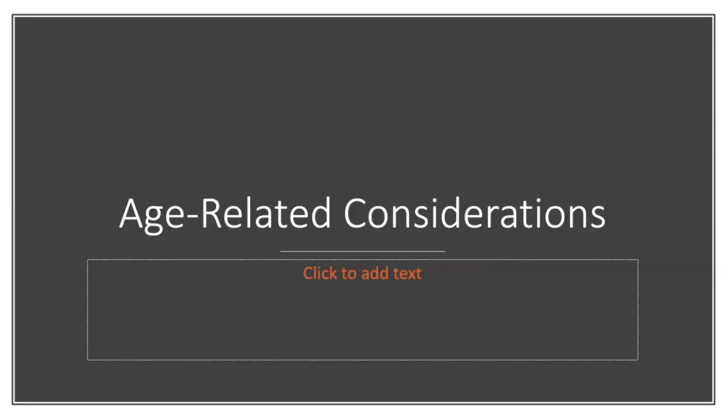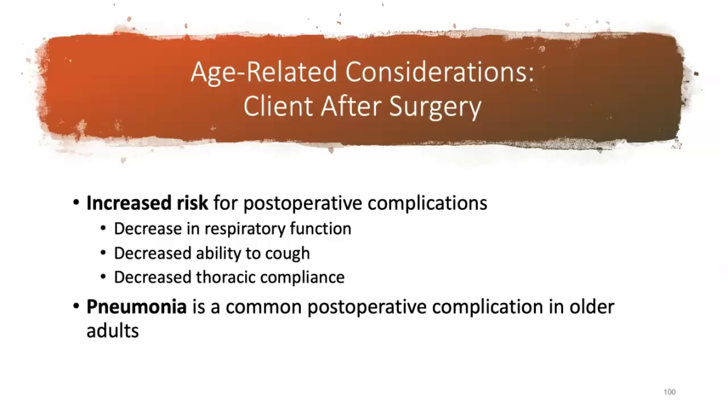So just to end up with some final age-related considerations. Remember that our older adults have decreased respiratory function, including decreased ability to cough. They have decreased thoracic compliance, and it places them at a greater risk during the perioperative period. Pneumonia is a common postoperative complication in older adults. And so these alterations in pulmonary status lead to an increased work in ventilation and a decreased ability to readily eliminate pharmacological agents. So you need to be very cautious when you're giving narcotics and sedatives to these patients for that reason.